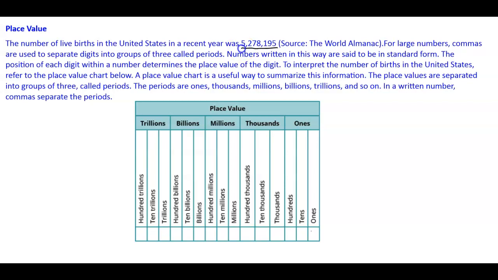If we take a look at this number, 5,278,195, we have 5 in our ones column, then 9 in the tens column, and then 1 in the hundreds column. Then we have a comma, because that comma separates the periods. The next number is in thousands, so we have 8. In the 10,000s, we have 7. And the next number is 2, which is the 100,000s. Then we separate that by a comma. And the last number here is 5, which represents 5 million.